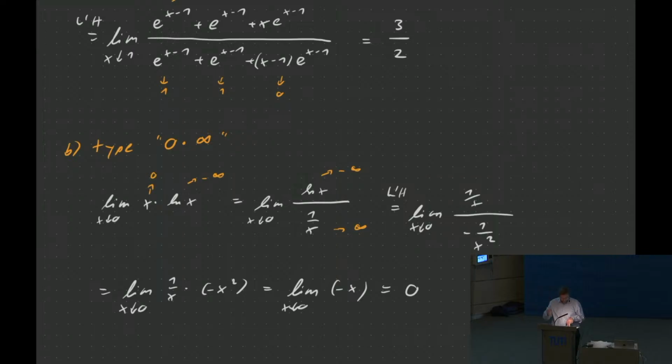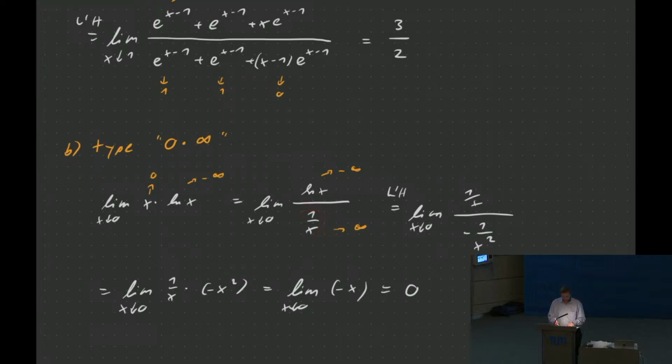Another pretty common type is this here. You have not a fraction, but instead a product, a multiplication of two expressions. One goes to 0, one goes to infinity. Here's an example: x ln x. The x goes to 0 as x tends to 0, and the ln goes to minus infinity. How can you compute the limit? One possible way is, instead of writing ln x times x, you write ln x divided by 1 over x, the same thing, but now we have a fraction.